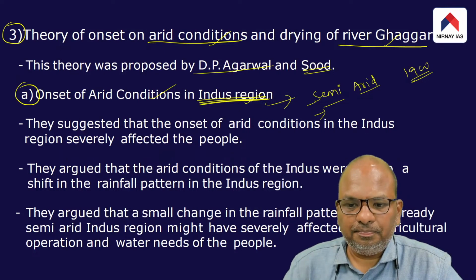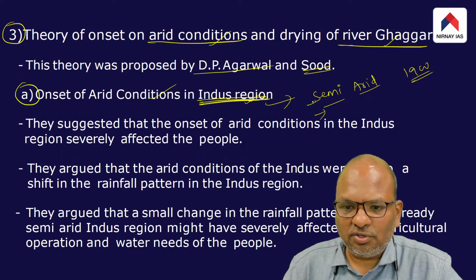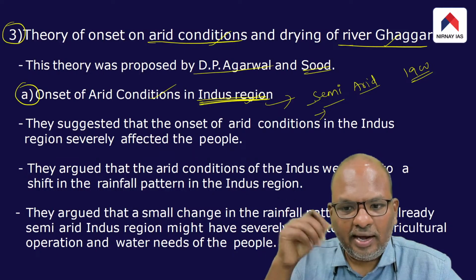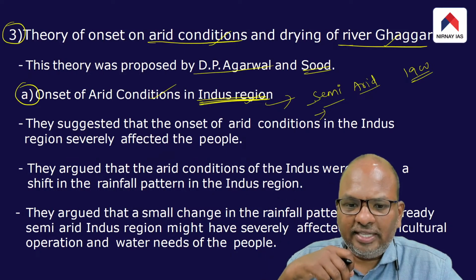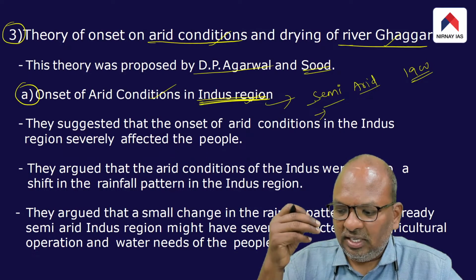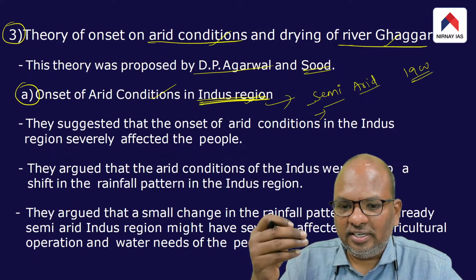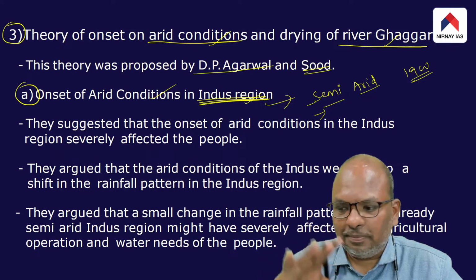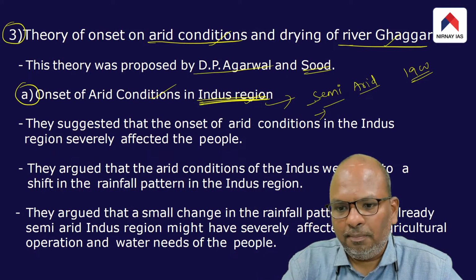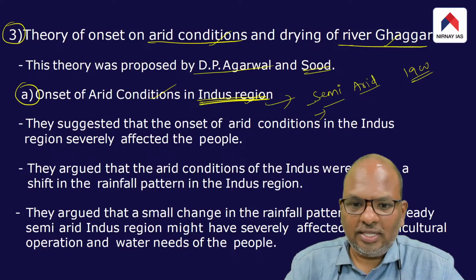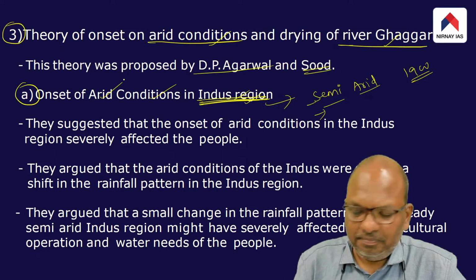So the point is, the Indus region was already an arid region because the amount of rainfall in the Indus region is less. But they argued that by about 1900, the rainfall pattern in the Indus region changed. Basically, they argued that there was a substantial reduction in rainfall in the Indus region by about 1900. As a result, the Indus region turned arid.